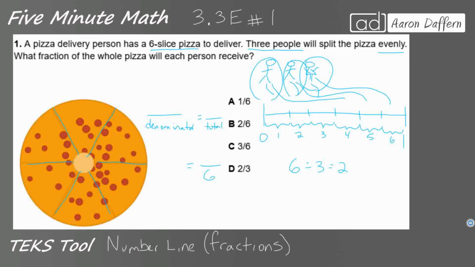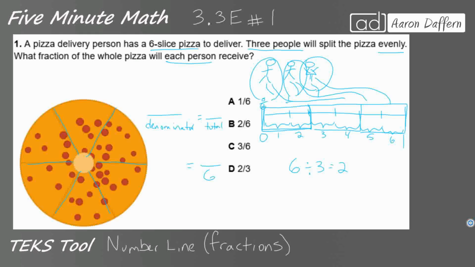We're looking at 2. And so we can say, all right, these 2 right here, that's going to be one person. These 2 right here, that's going to be another person. These 2 right here is going to be another person. So what fraction of the whole pizza will each person receive? Well, let's look at this one right here. Let's go ahead and label this.